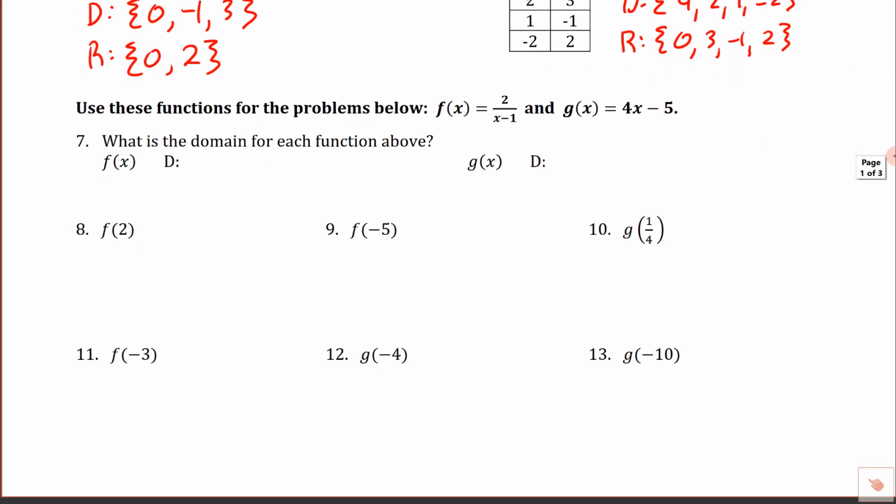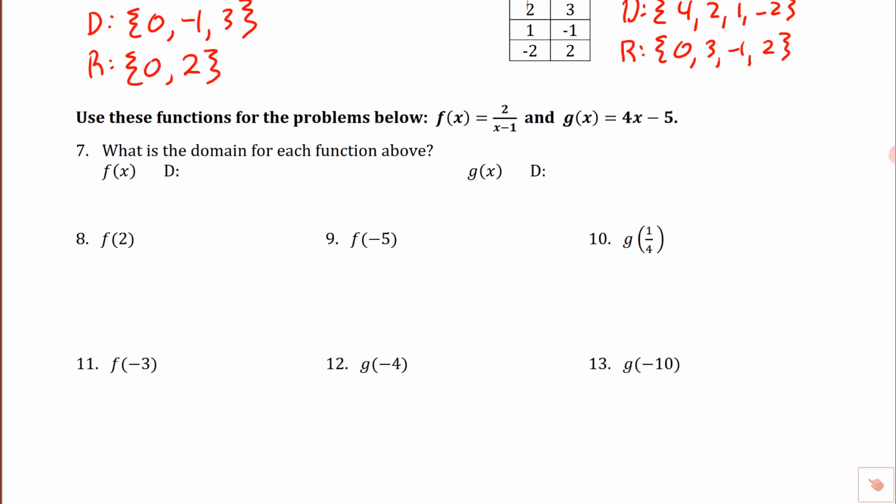Now, as we take a look at the bottom here, it says use these functions for the problems below. And we've got two different functions defined. So we've got f of x is 2 over x minus 1, and then g of x is 4x minus 5. And what it says first is, what is the domain for each of the functions above?